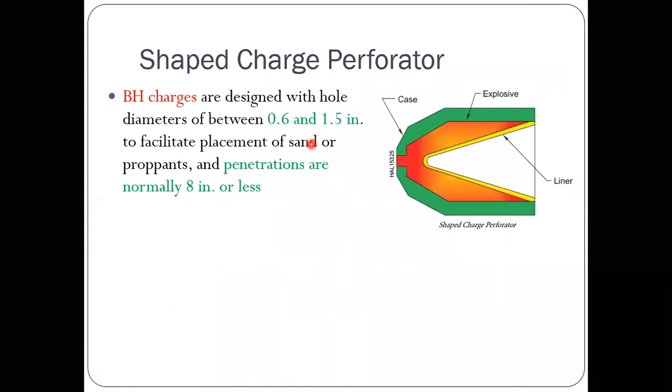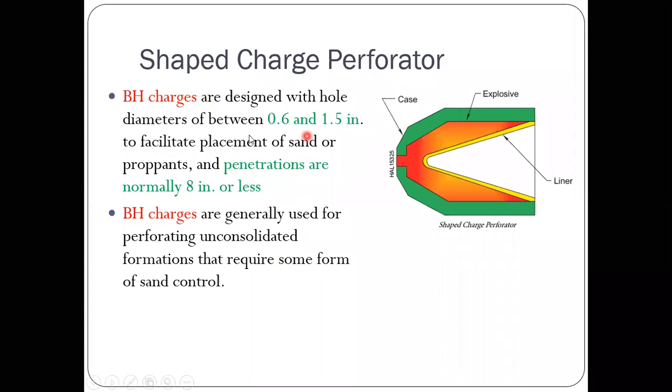Now big hole charges are designed with hole diameters of between 0.6 and 1.5 inch to facilitate placement of sand or proppant, and penetrations are normally 8 inch or less. In this case, as we have discussed, the shape will be parabolic or hemispherical, the diameter is more, 0.6 to 1.5 inch, and the depth of penetration is quite less, around 8 inch. BH charges are generally used for perforating unconsolidated formations that require some form of sand control.